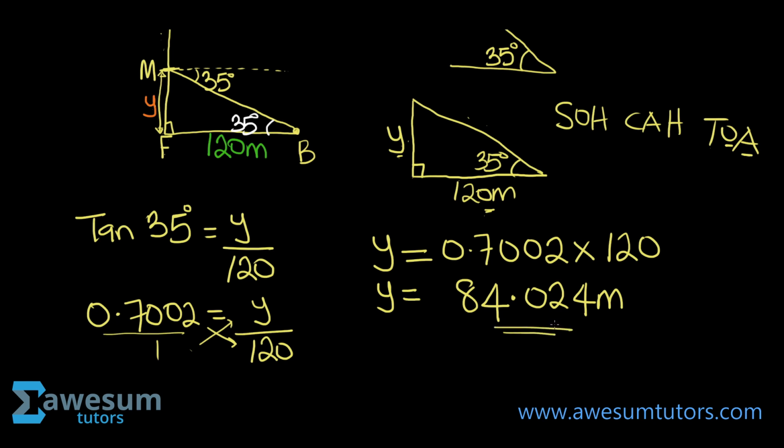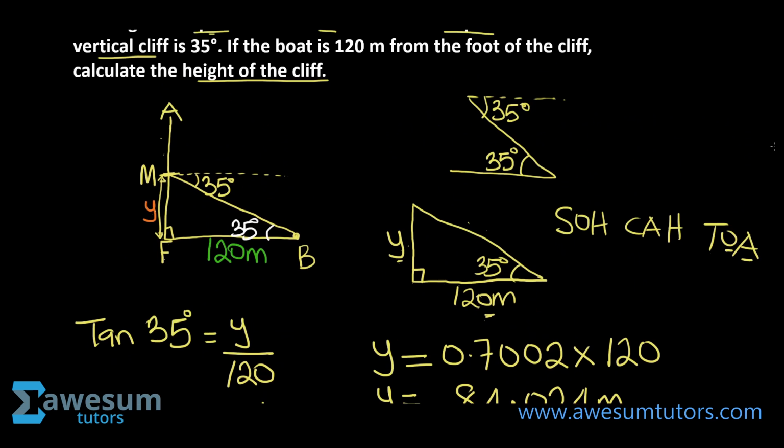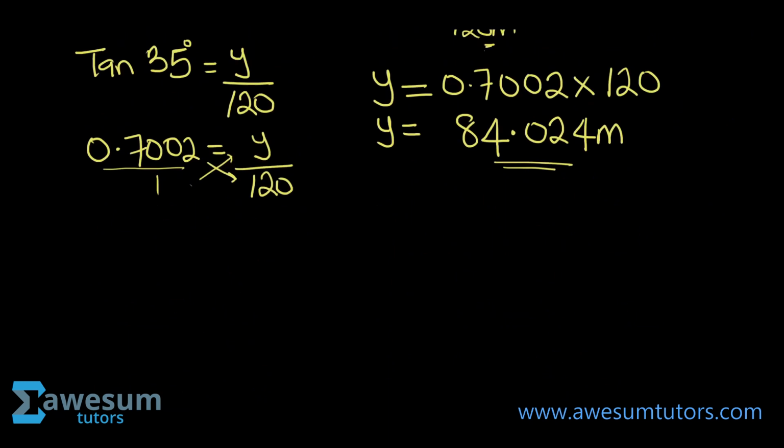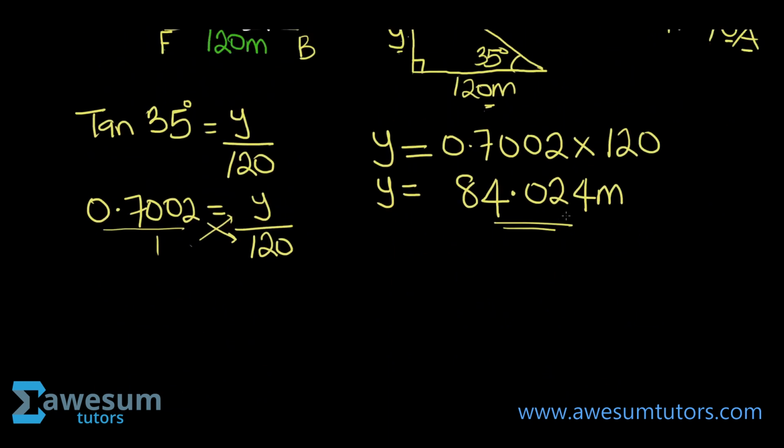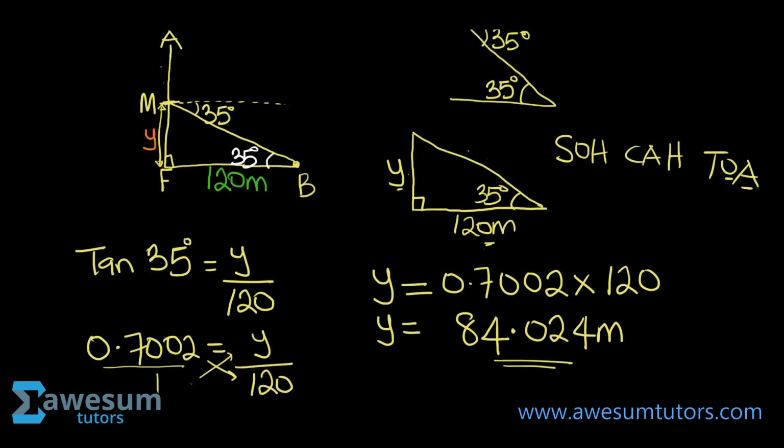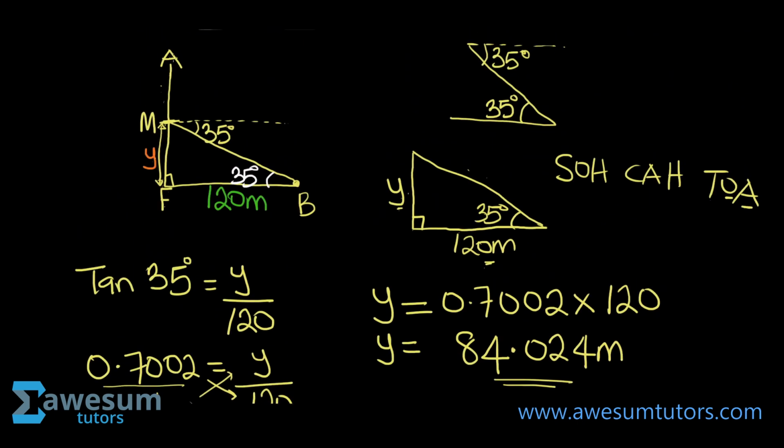Very good, guys. Now you cannot stop here. Let's go back to the diagram that we sketched out. We said that this is the middle, because you are looking at the boat from the middle of the cliff. So now you've been able to get y, which is from the middle to the foot, that's half of the cliff. So if half the height of this cliff is y, which is 84.024 meters, then what is going to be the height of the cliff from here to here?